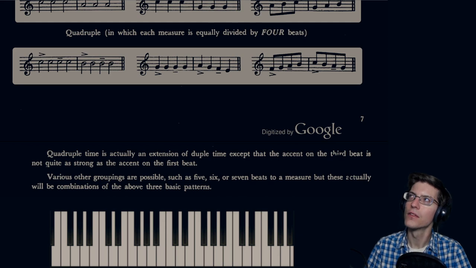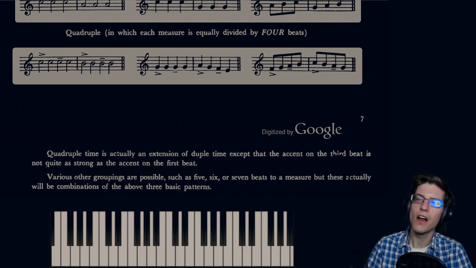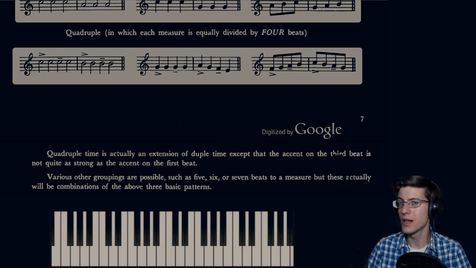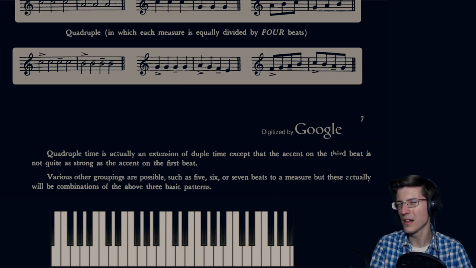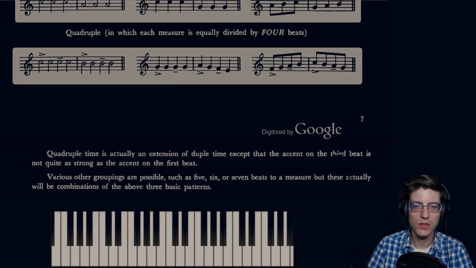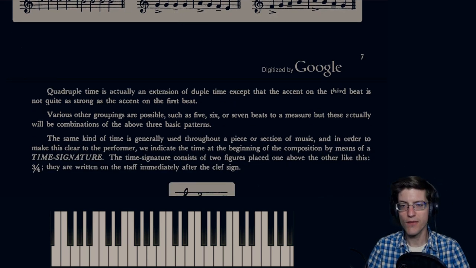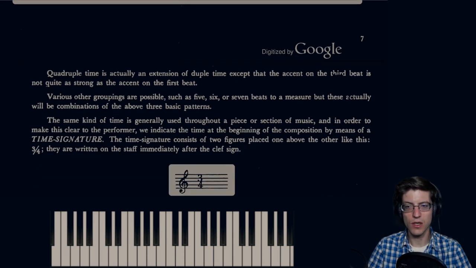Let's see, 7 could even be 2, 3, 2 if you want it: 1, 2, 1, 2, 3, 1, 2. Or, and that's pretty much it, because if you do 2, 2, 3, you're now essentially back at 4 and 3. So you see, you can further divide. You can even have 9.